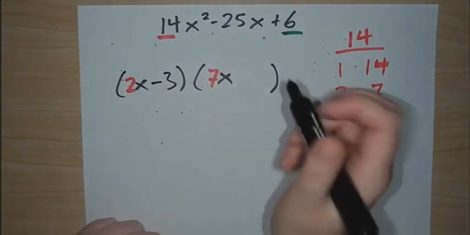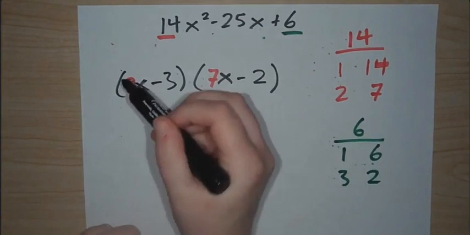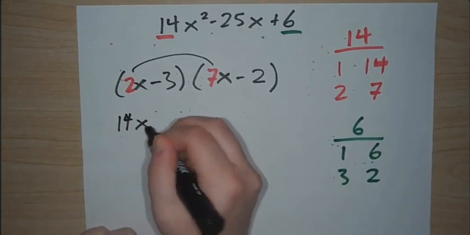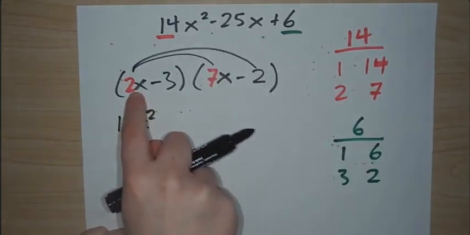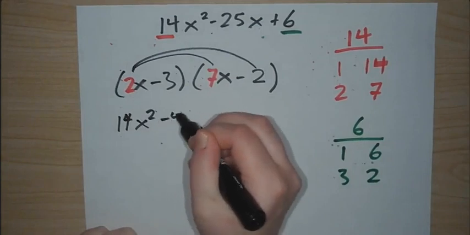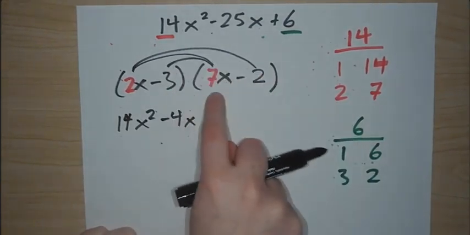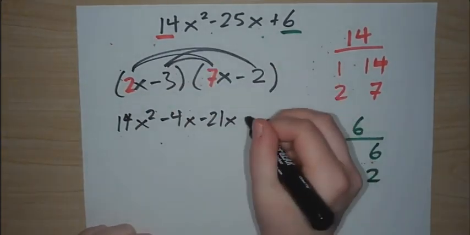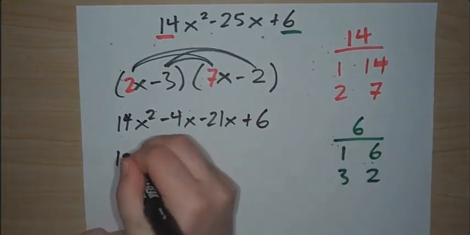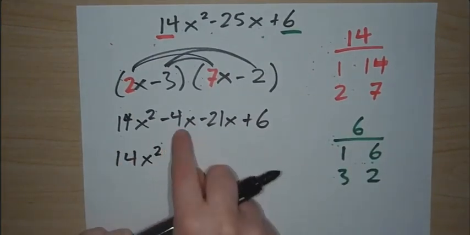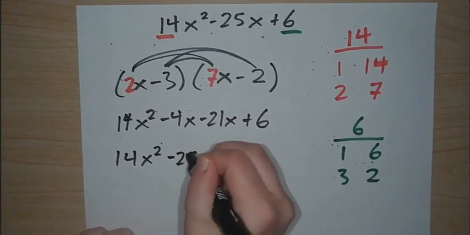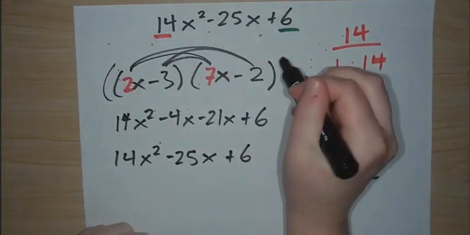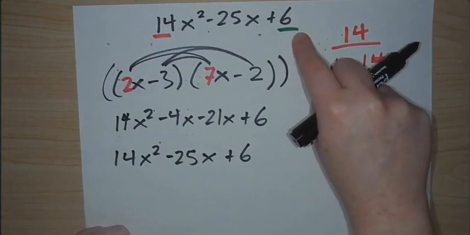and 7x minus 2, and distributing, we'll get 14x squared. 2x times negative 2 is negative 4x. Negative 3 times 7x is negative 21x. And negative 3 times negative 2 is positive 6. And so 14x squared minus 25x plus 6. So we got what we had at the beginning. So we know that this is the proper factorization for this denominator.